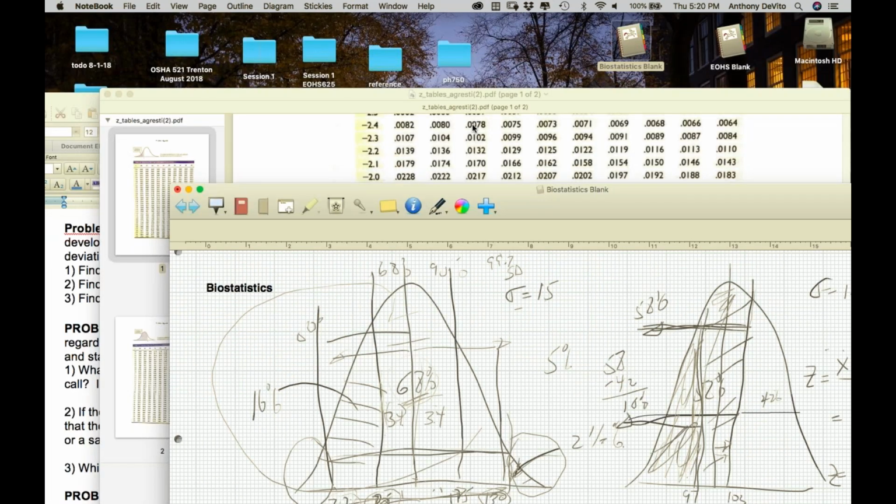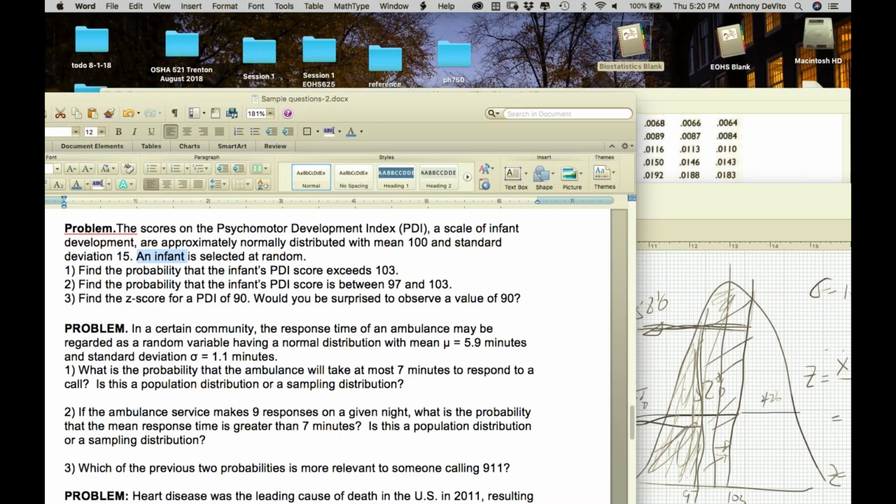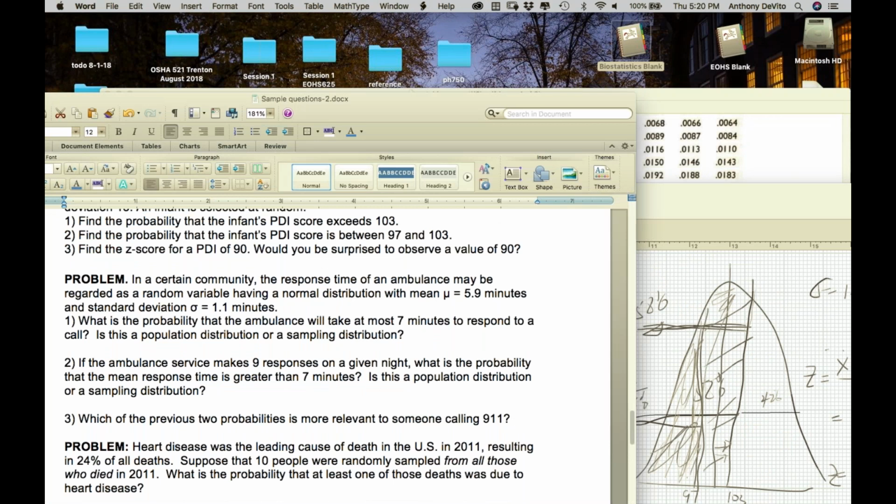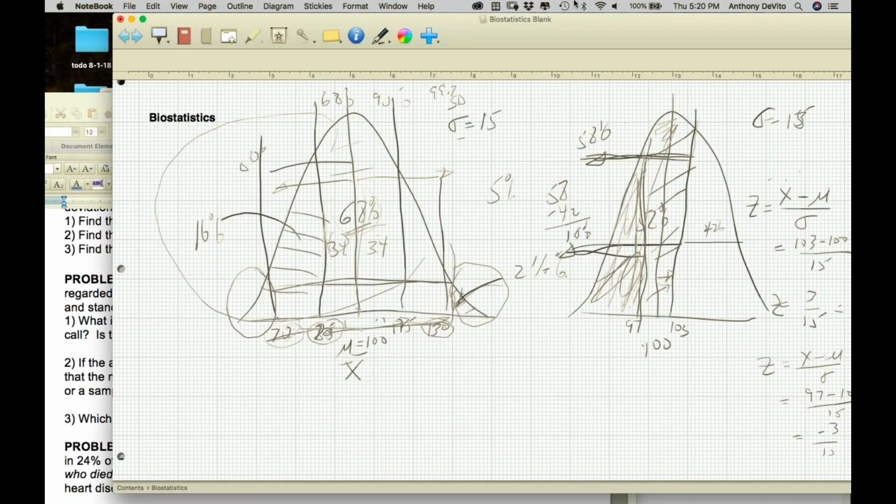Find the PDI score for a PDI. Would you be surprised to see a value of 90? How many standard deviations below the mean is 90? It's not even one standard deviation below the mean, right? That's pretty common, right?